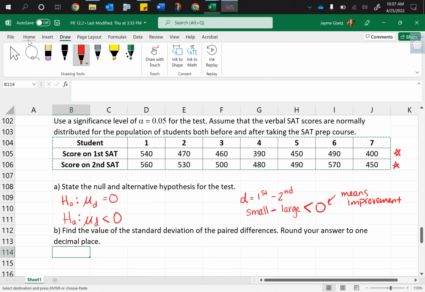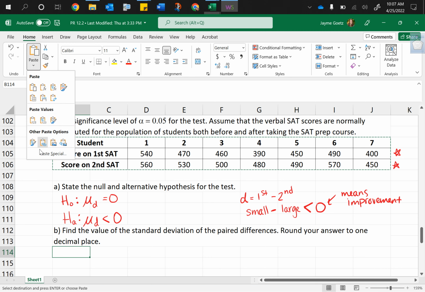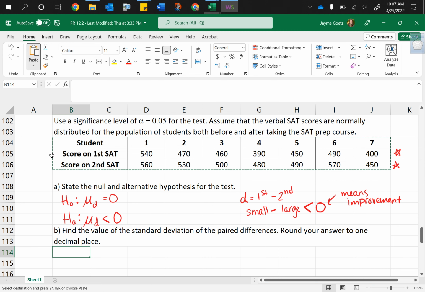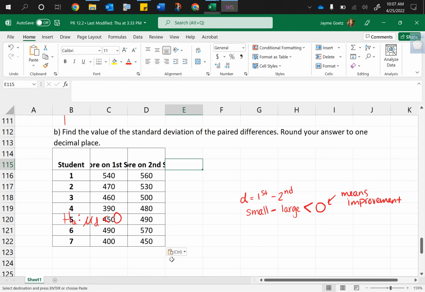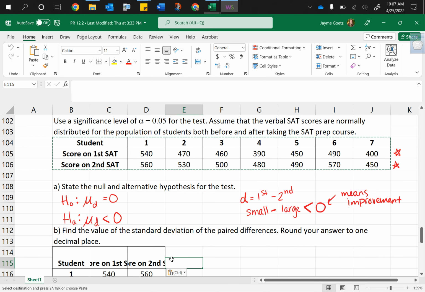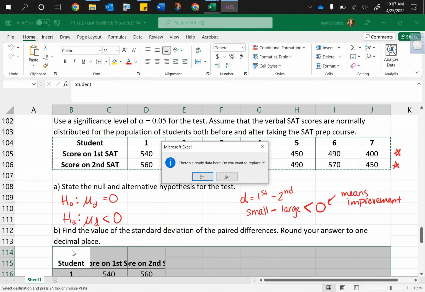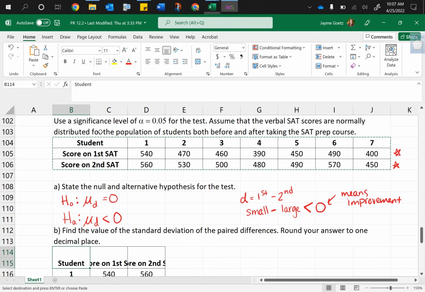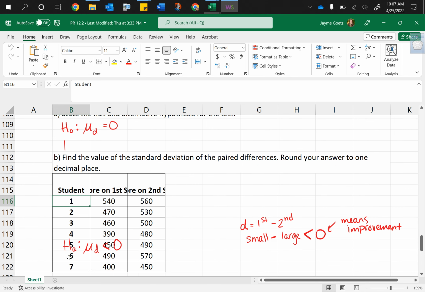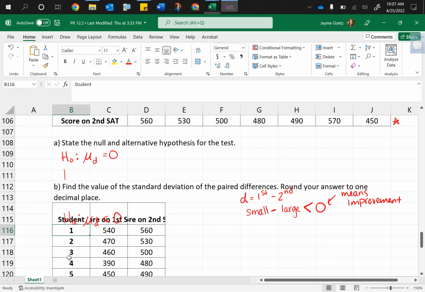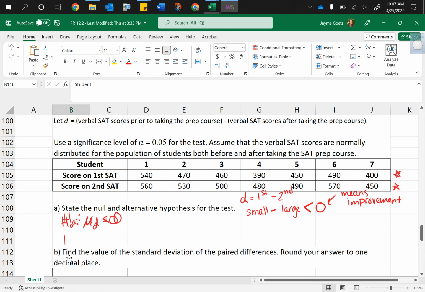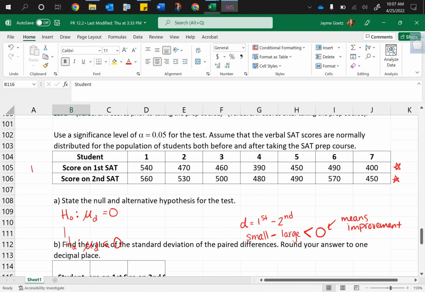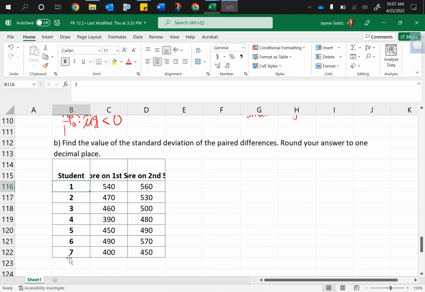So I'm going to paste special, transpose. I don't know why it is doing that. Is it doing that for everyone, or is it just mine? How do we stop it? I'm having a really great day. Let's see if that helps. There we go. It's a mess, but here we are.